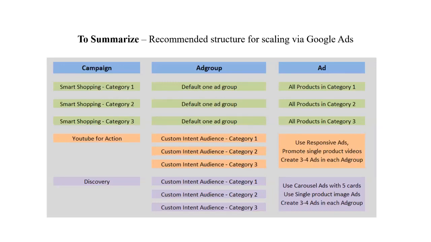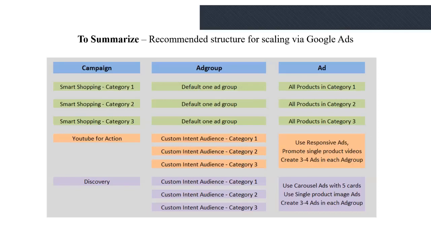Next comes your YouTube for action campaigns. These campaigns have to be segregated based on categories of products. So custom intent, first category, custom intent, second category. Put ads of the same category in that ad group. At the bottom comes your discovery campaigns. Again, discovery campaigns have to be segregated based on your categories. So custom intent, first category and second category could be two different ad groups in your discovery campaign, and put a bunch of carousel and newsfeed ads in your discovery campaign. So if you just follow this campaign structure correctly, you will be able to scale your Google ads to 40% of your spends, which will help you remove dependency from Facebook and Instagram.